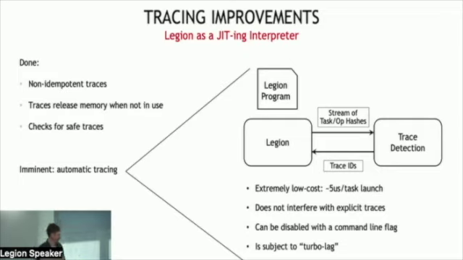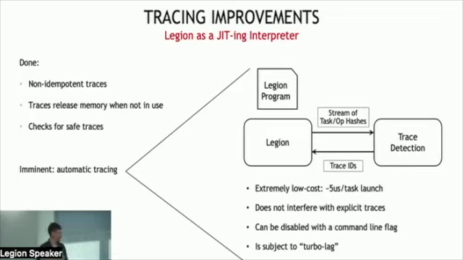And it can be disabled, but we're actually going to probably turn this on by default, just because the benefit of tracing for programs that can benefit from it is pretty large, right? It turns Legion from an interpreter into sort of a JIT, and makes it much more efficient at doing what it needs to do. And so probably after this next release, we're going to roll this out into the master branch and turn it on by default.